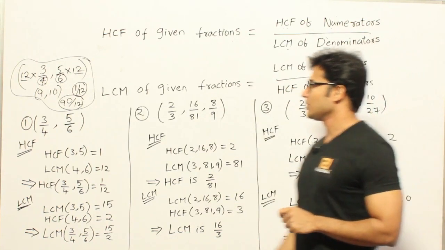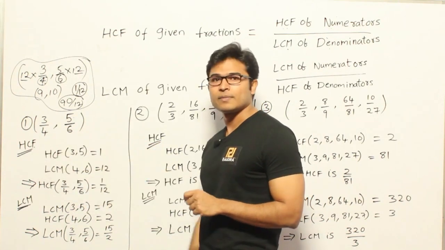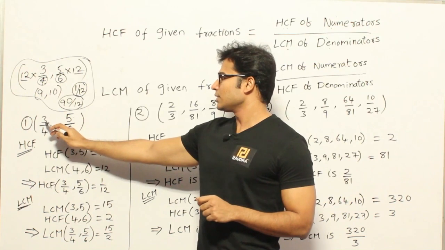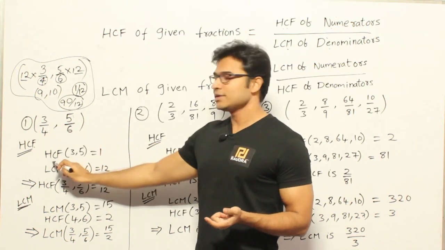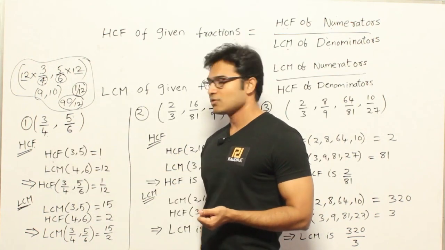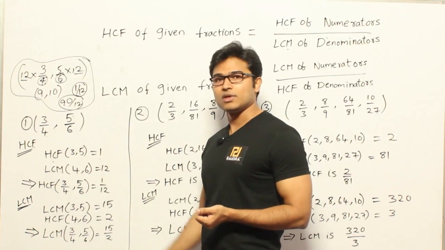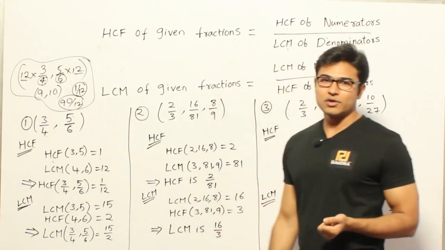So if you have this number, let us say 3 by 4 and 5 by 6, if you want to find out the HCF, you take the numerators, here 3 and 5, and you find out the HCF is 1, right? And the denominators are 4 and 6, and you take the LCM, now LCM is 12, right? So it is going to be 1 by 12, got it?